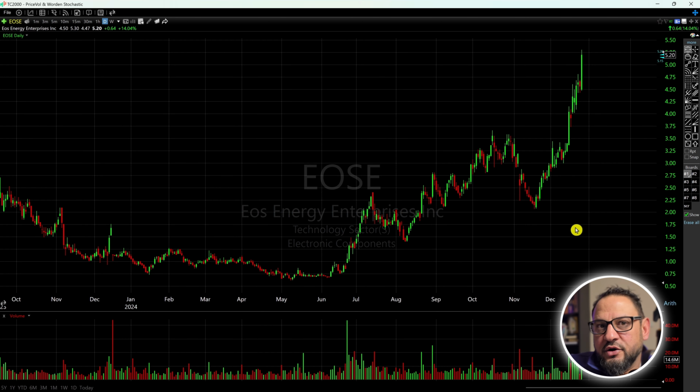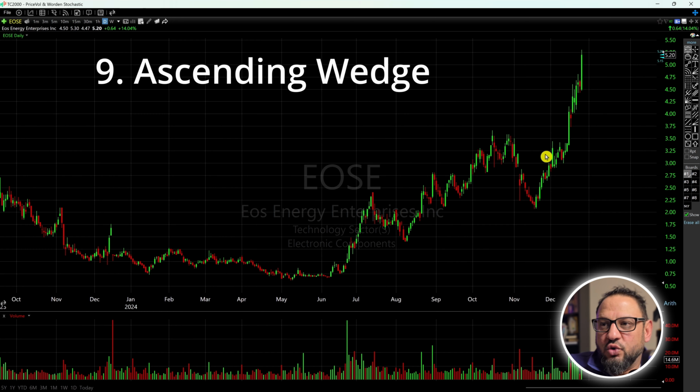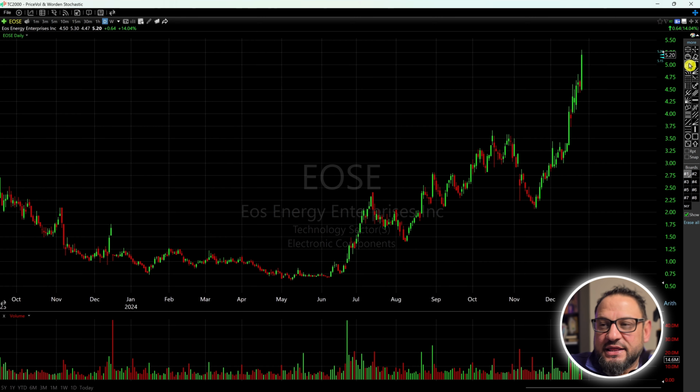Now, the other pattern is the ascending wedge. It's very close to the ascending triangle, but it's a wedge, so there's no horizontal support or resistance. Basically, it's an ascending one. So let's say we have this.